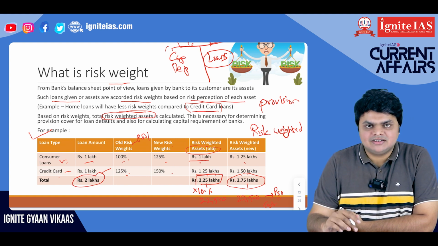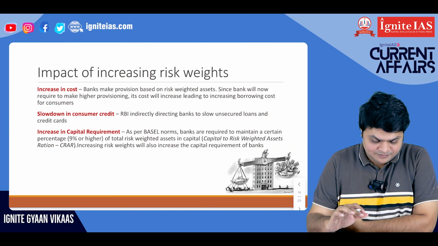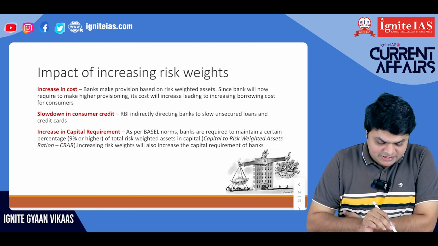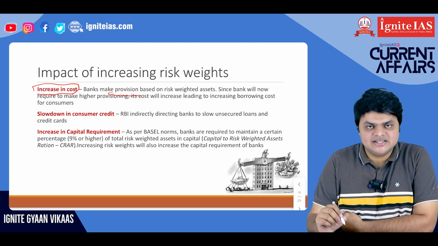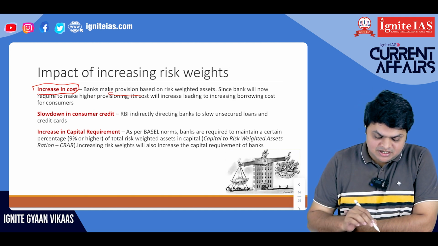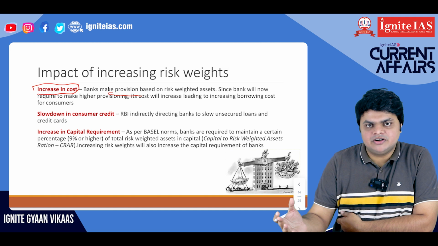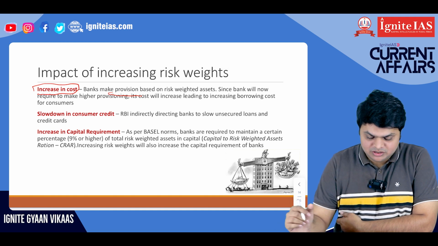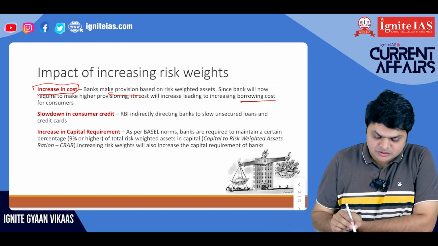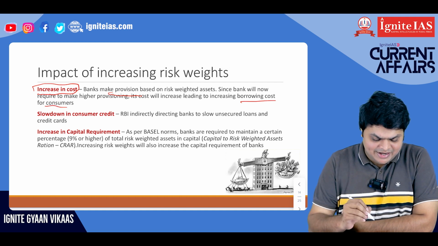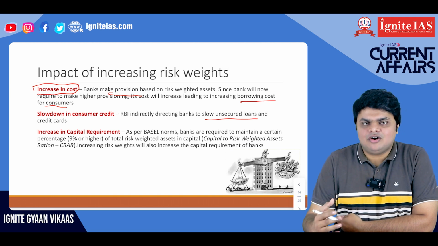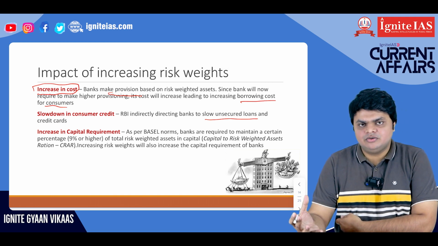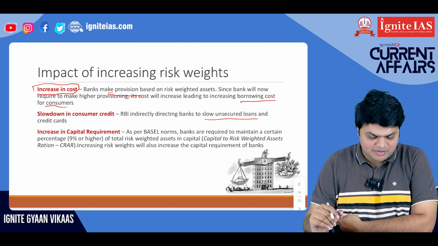Now how it will impact? Let's see how it will impact the loans. Now, firstly, as we have seen in the previous slide, the cost will increase because banks will have to make more provision now because the risk weights have increased. Now, this increase in cost will be transferred to the consumer, and the rate of borrowing may increase for the end customer. So, borrowing cost for consumers will increase. Now, indirectly, the RBI wants to slow down the prevalence of unsecured loans. Once the cost increases, there will be fewer consumers willing to take such loans. So, indirectly, RBI is trying to reduce the prevalence of unsecured loans in the market.